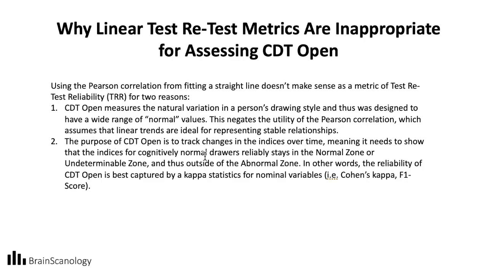Secondly, the purpose of CDT Open is to track changes in these numbers over time for the purpose of determining whether the numbers stay in the normal zone, undeterminable zone, or in the abnormal zone. Thus, since there are 3 categorical or nominal variables, normal, undeterminable, abnormal, the appropriate test-retest statistic is a kappa statistic, such as Cohen's kappa or the F1 score. In this case, I chose the F1 score because there's high class imbalance resulting from the fact that all of our users are cognitively normal.